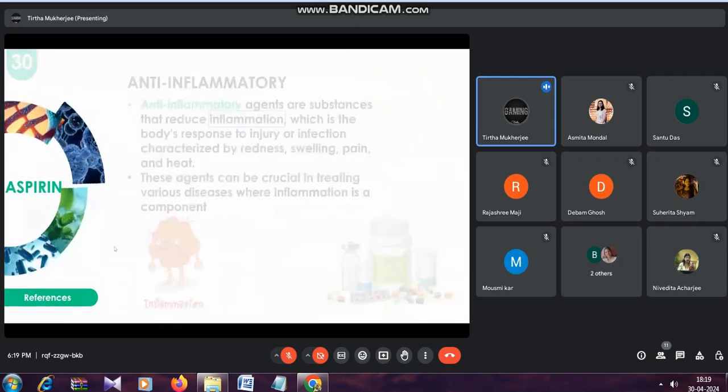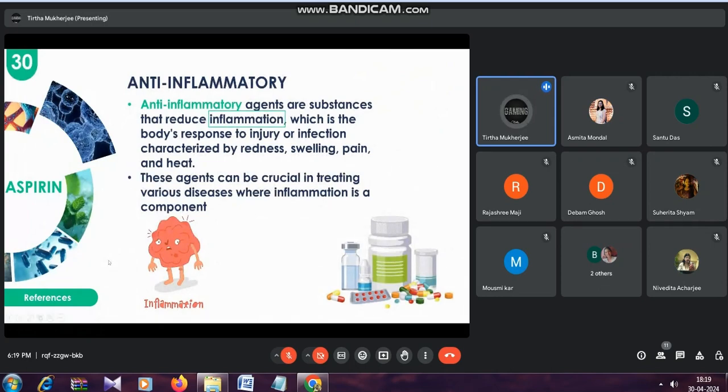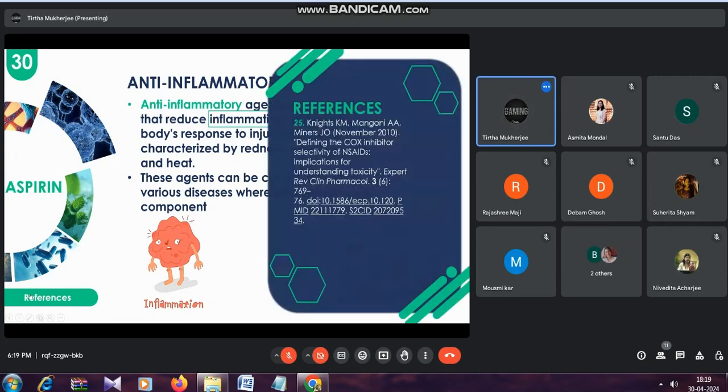Moving on. Next is anti-inflammatory. Anti-inflammatory agents are substances that reduce inflammation. Now, inflammation is the body's immune system's response to an irritant, such as a germ, foreign object, or damaged cells. It is a normal part of the healing process when the body is injured or infected. Anti-inflammatory agents help reduce this response, easing symptoms and aiding in the healing process. And the references.